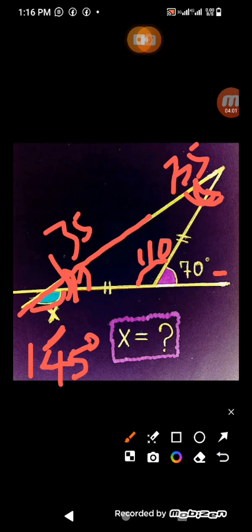Did you get it? Go through the video once again. Go over it again. Follow exactly what I said, and as you are doing it, write it down. It's very simple. So the value of this x as shown here is 145 degrees. That's what it is.